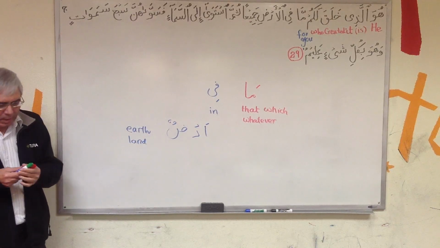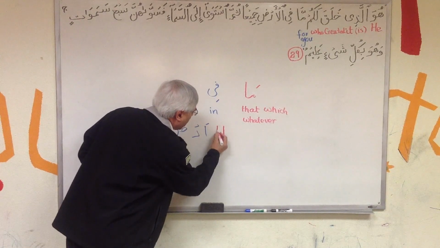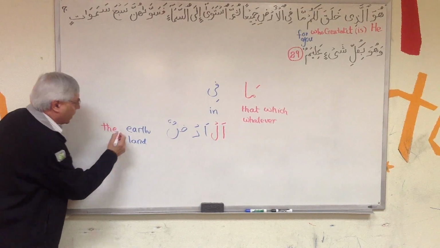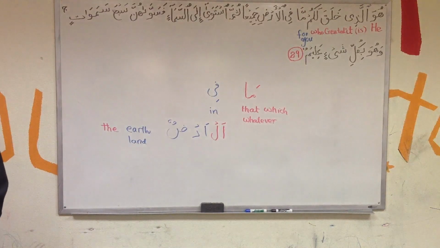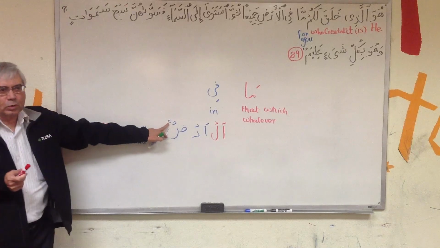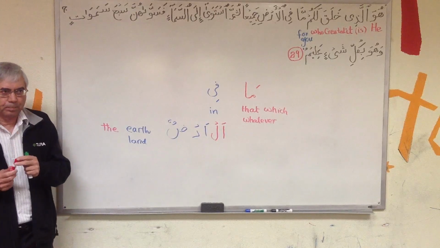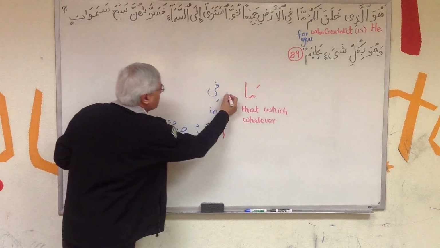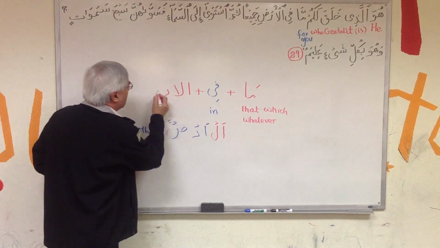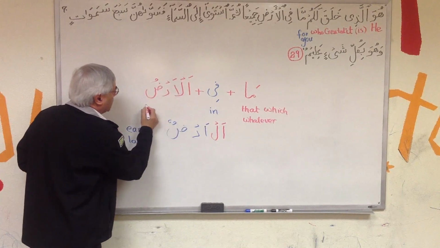Now, if I put an al before that, al means the, the earth. So what happens when you put an al? One of these two must go away, and it becomes al ardu. So this is ma plus fi, and this is al ardu. Al ardu, the earth.